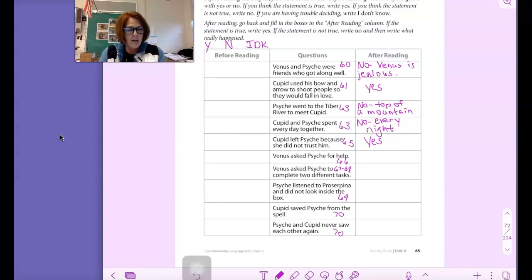Look at that pile of grain down there at the bottom in the picture. Psyche saw that there were millions of seeds. She knew there was no way she could finish the task. She sat down and began to cry.